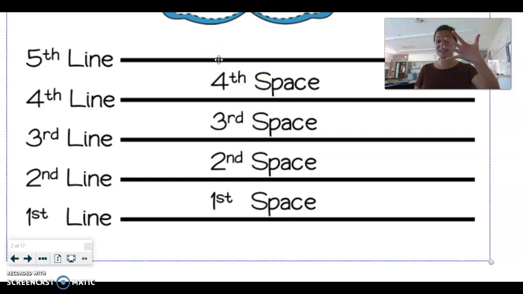Can you hold out your hand? Let's start with our pinky on the bottom. We have 1, 2, 3, 4, 5 lines, and we have 1, 2, 3, 4 spaces. Your hand makes a music staff. That is what musicians read all those rhythms on.